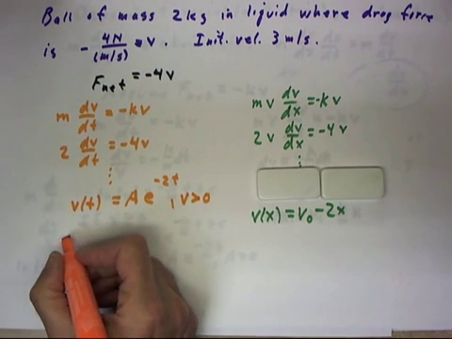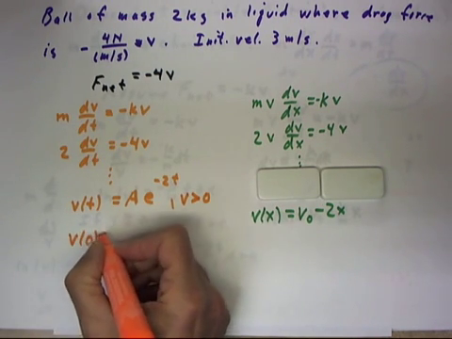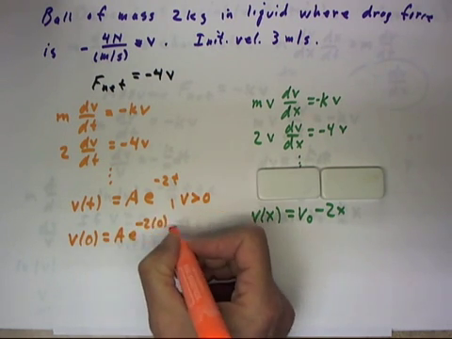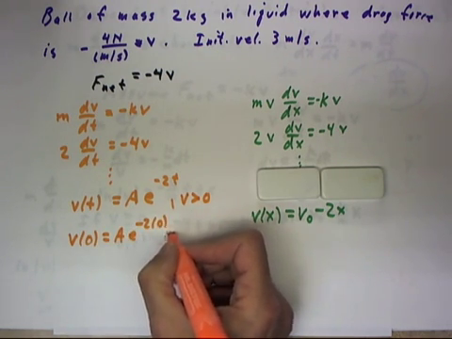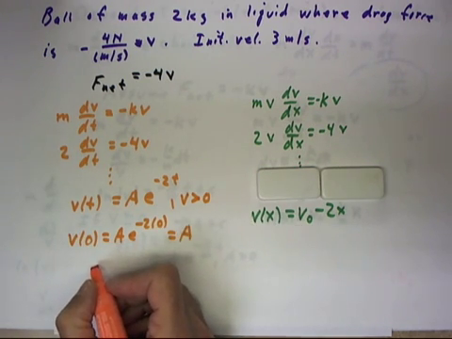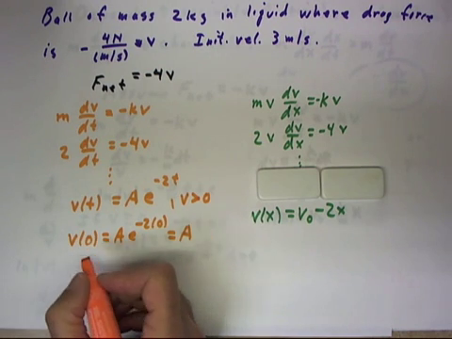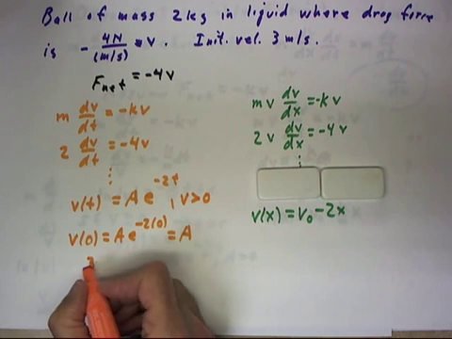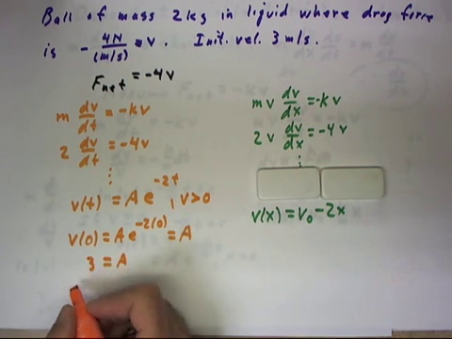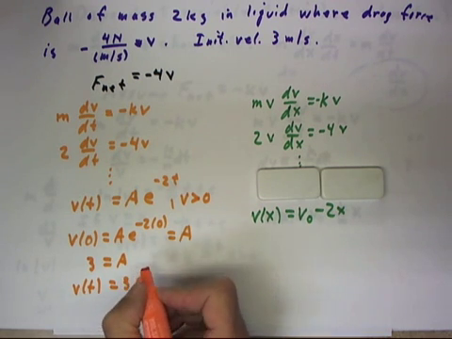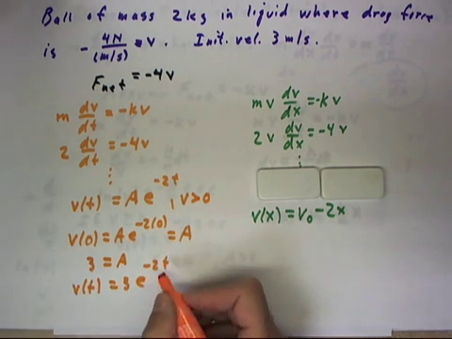Applying the initial condition, this tells us that v(0) equals a e to the -2 times 0, which is a, and of course v(0) is assumed to be 3 meters per second, so that 3 equals a, and our velocity function is 3e to the -2t.